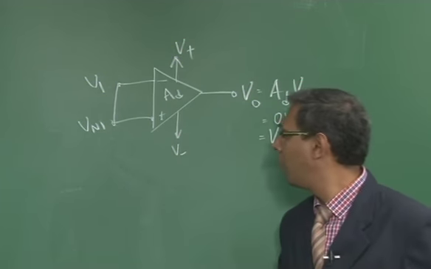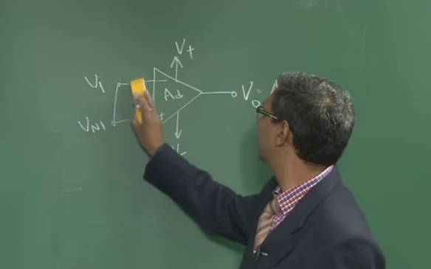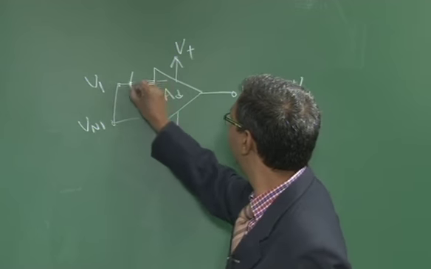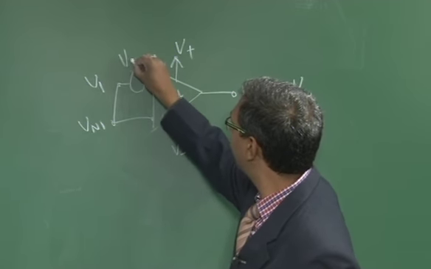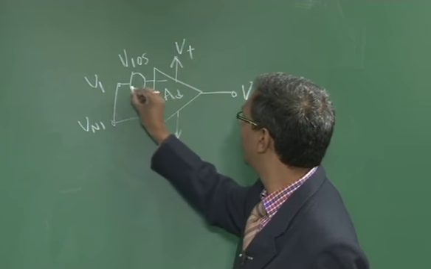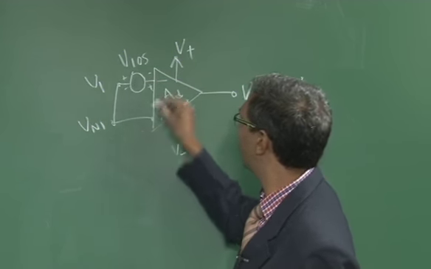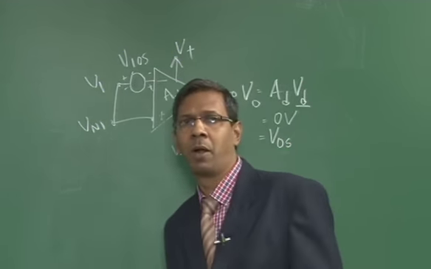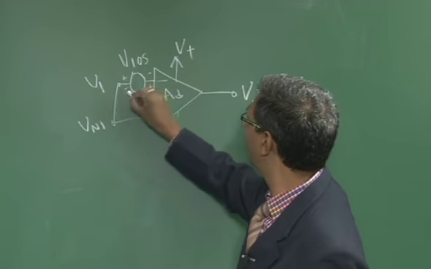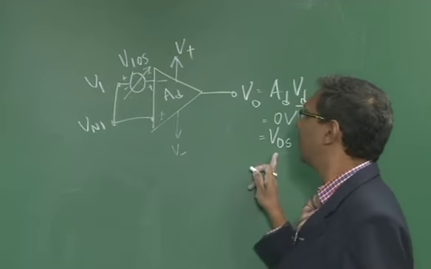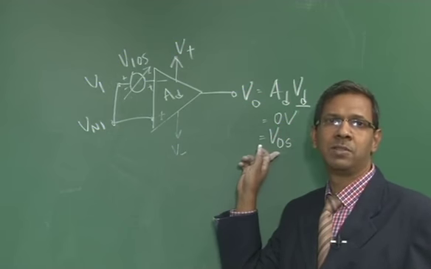Yes, it is possible. How? To do that, what I will do now is apply a small voltage here, which I call VIOS. It could be plus or minus, minus or plus, whatever. It can vary whichever way you want. Now we go on varying this voltage source till such time this becomes 0.